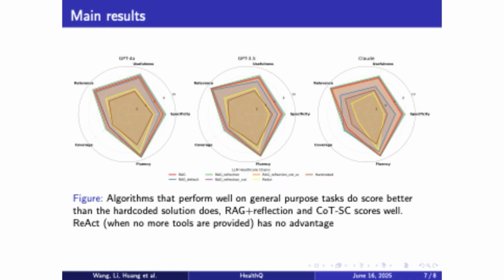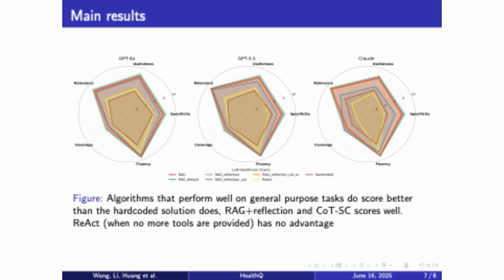And algorithms generally perform well on general purpose tasks. For example, RAG, RAG with reflection, and chain of thought self-consistency generally do score better than the hard-coded traditional way. So using an LLM in the retrieval system is better than not using one, in this conclusion.